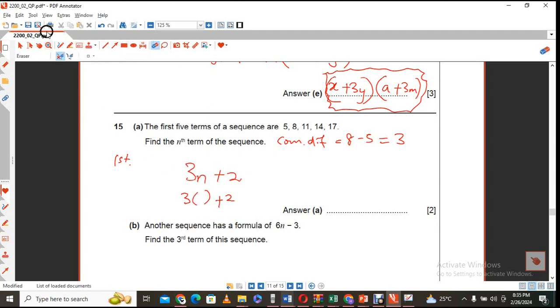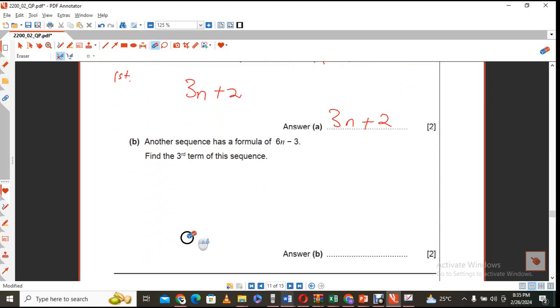Let us test the third one if it works. Well, 3 times 3 is 9. 9 plus 2 is 11. So the rule therefore is 3n plus 2, and that is the rule. And it seems that we have actually now found our rule, or the nth term.